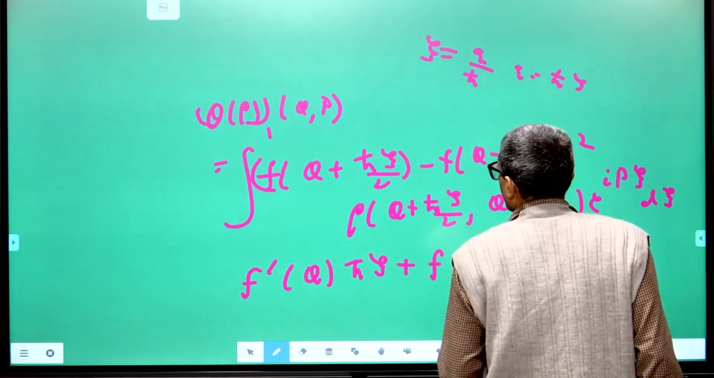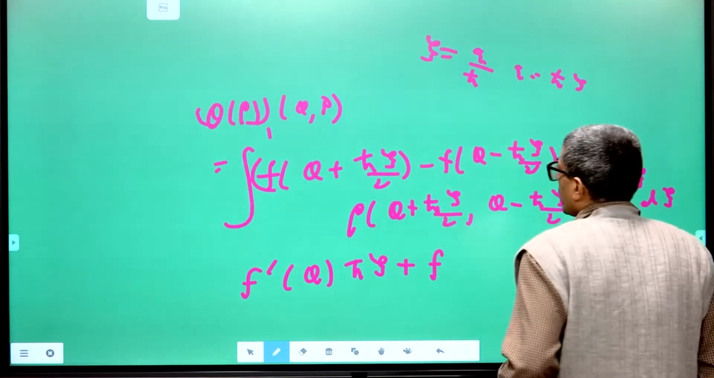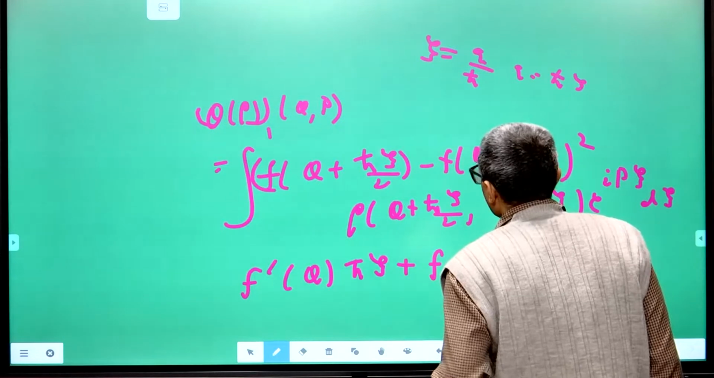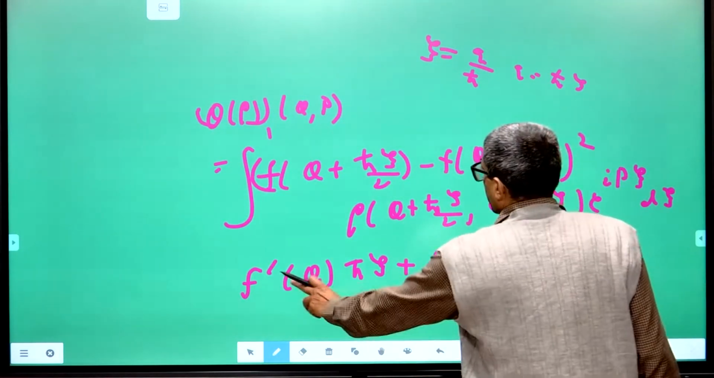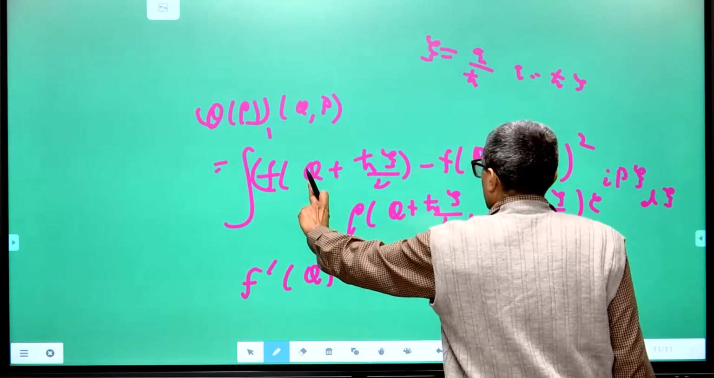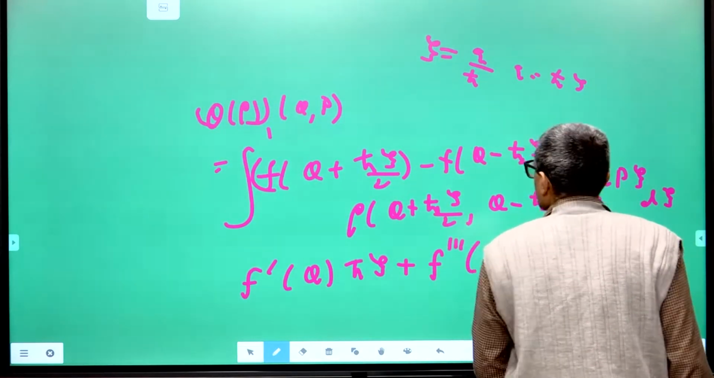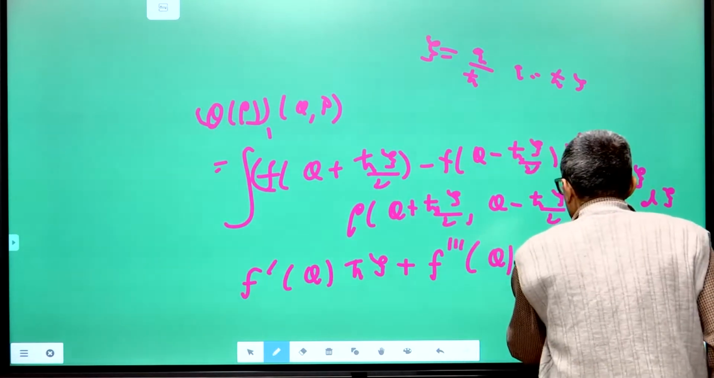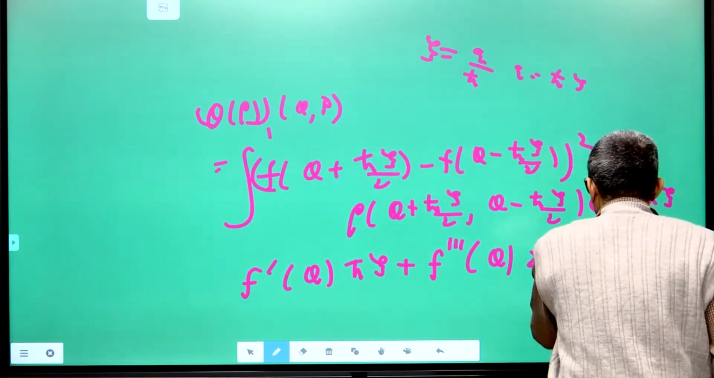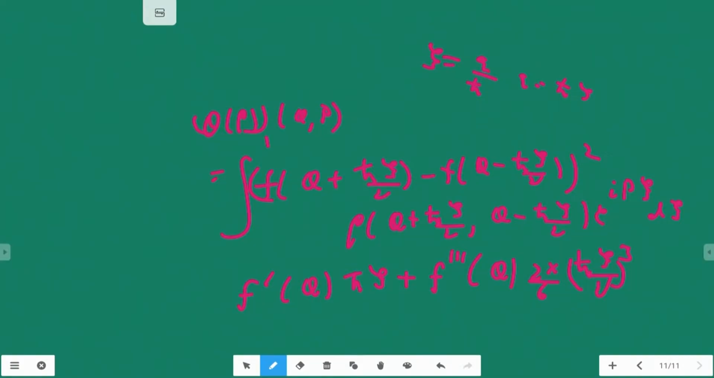So f double dash will not cancel out, f triple dash will cancel out; f dash will stay, f double dash will cancel out, f triple dash will survive. So f triple dash of q times, you will get twice h xi by 2 cubed by 3 factorial, which is 6, okay, this whole thing. And then you are going to square this whole thing, and here you multiply it by rho of q plus h xi by 2, q minus h xi by 2.